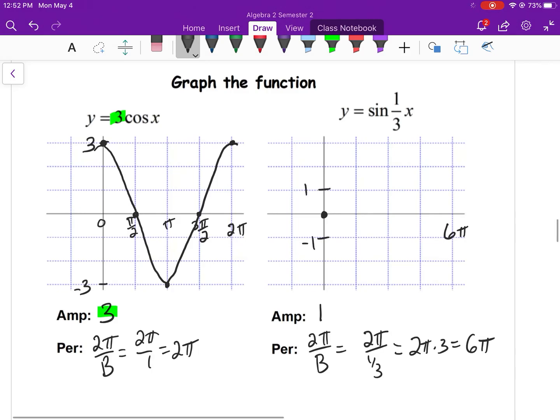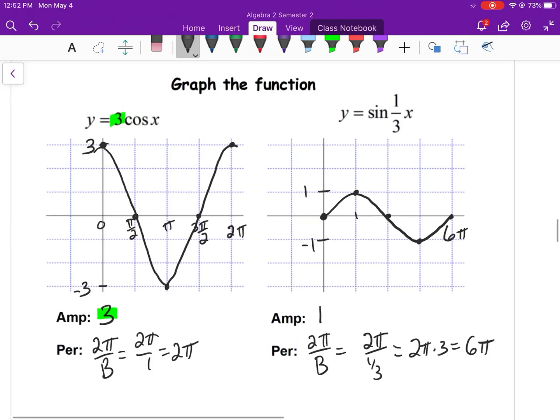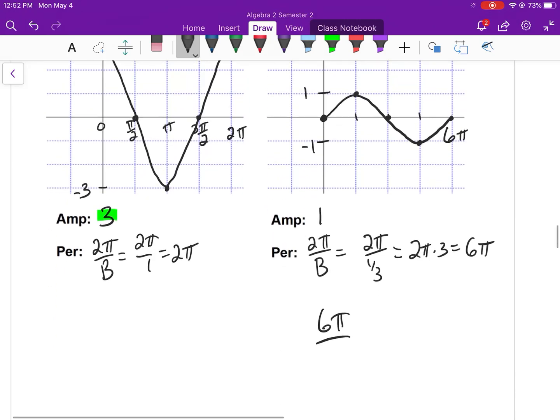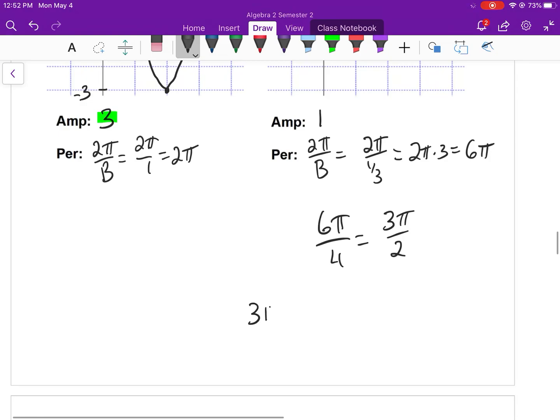Now, we have an amplitude of 1. And again, sine, we go up since the a value is positive. To the peak, midline, bottom, back to the midline. Now it's a matter of finding those tick marks in between. And again, we're taking the period, which was 6 pi, and we're splitting it into 4 parts. So we're going to divide by 4. 6 pi over 4 will simplify to 3 pi over 2. So that is our first one, 3 pi over 2. Now we're counting by 3 pi over 2.